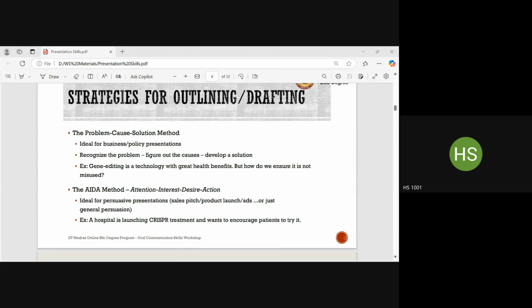Now, the toothpaste ad is just an example. It can be anything. To come to Madhav's question, for topics such as environment-related topics, we would use this AIDA method. That depends on what your intention is.